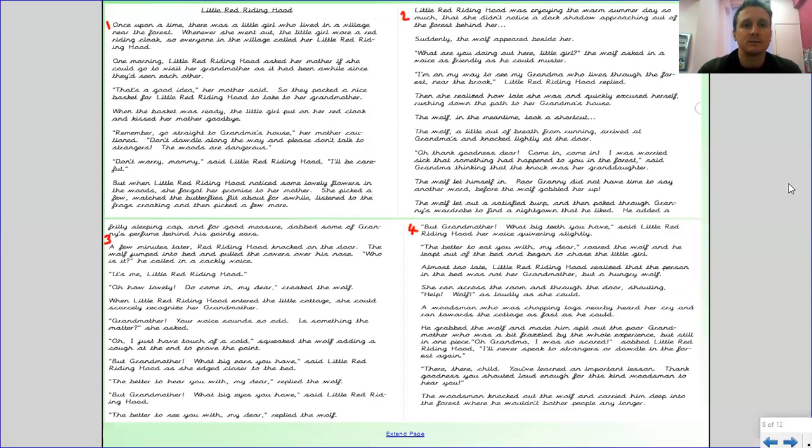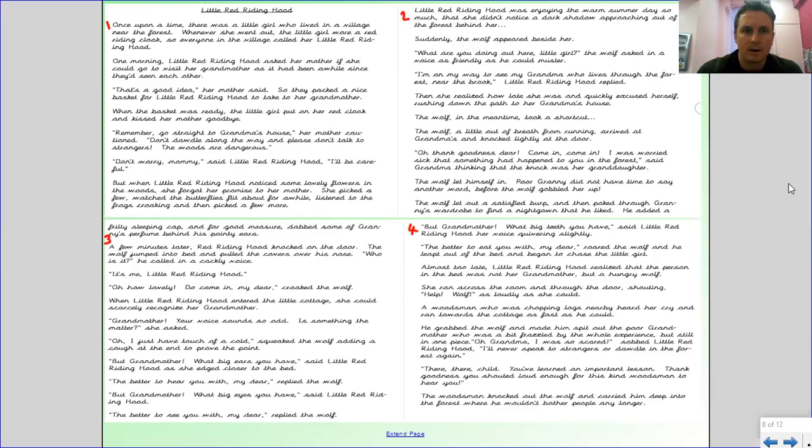Once upon a time, there was a little girl who lived in a village near the forest. Whenever she went out, the little girl wore a red riding cloak, so everyone in the village called her Little Red Riding Hood. One morning, Little Red Riding Hood asked her mother if she could go to visit her grandmother, as it had been a while since they'd seen each other. That's a good idea, her mother said. So they packed a nice basket for Little Red Riding Hood to take to her grandmother. When the basket was ready, the little girl put on her red cloak and kissed her mother goodbye.